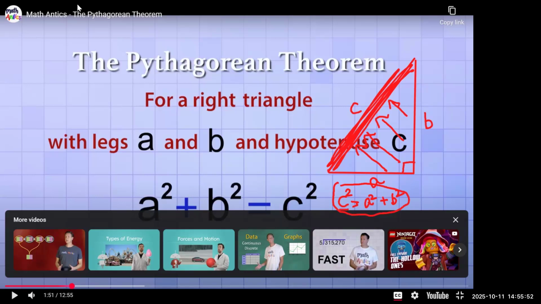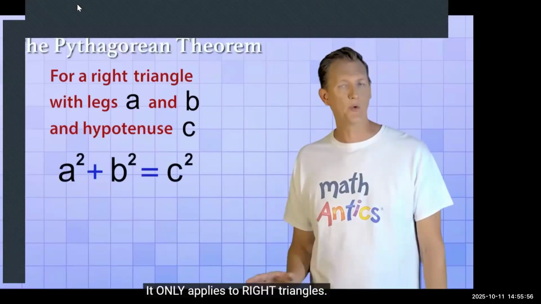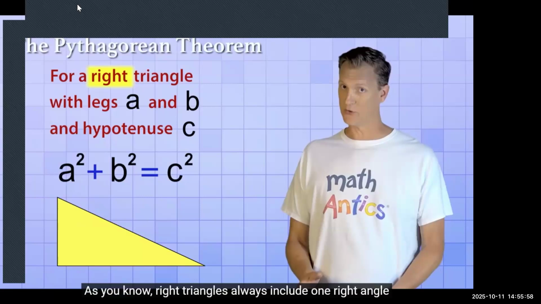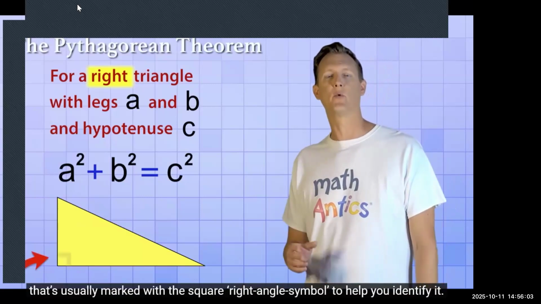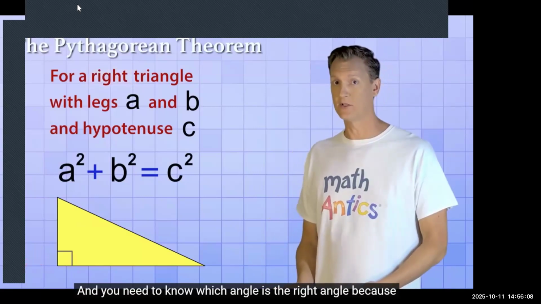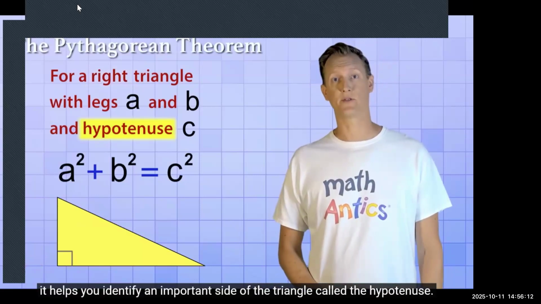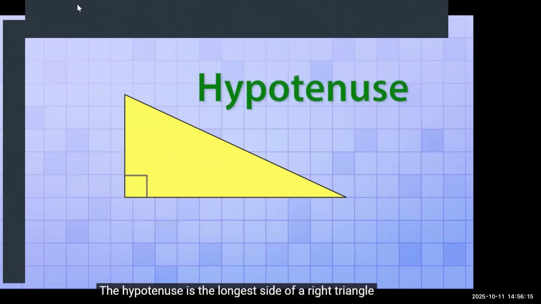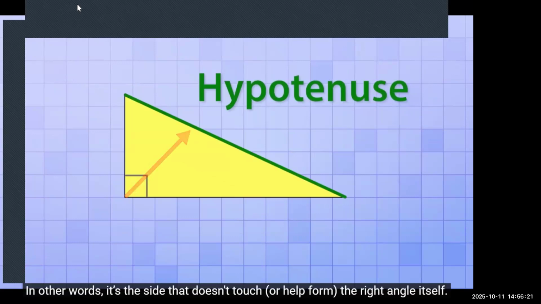As you can see from this definition, the Pythagorean theorem doesn't apply to all triangles. It only applies to right triangles. As you know, right triangles always include one right angle that's usually marked with a square right angle symbol to help you identify it. And you need to know which angle is the right angle because it helps you identify an important side of the triangle called the hypotenuse. The hypotenuse is the longest side of a right triangle, and it's always the side that's opposite of the right angle. In other words, it's the side that doesn't touch or help form the right angle itself.